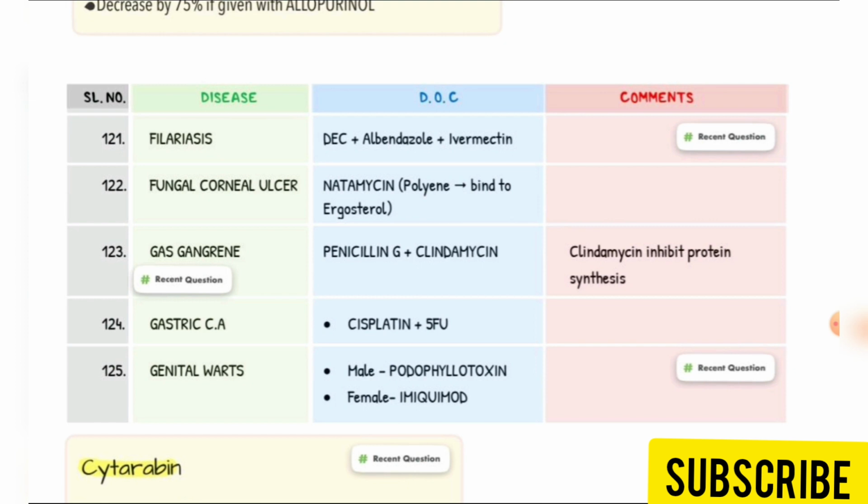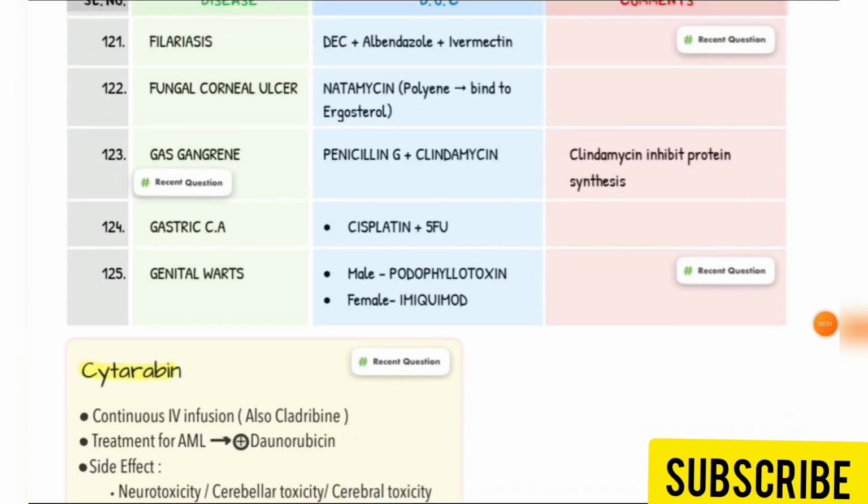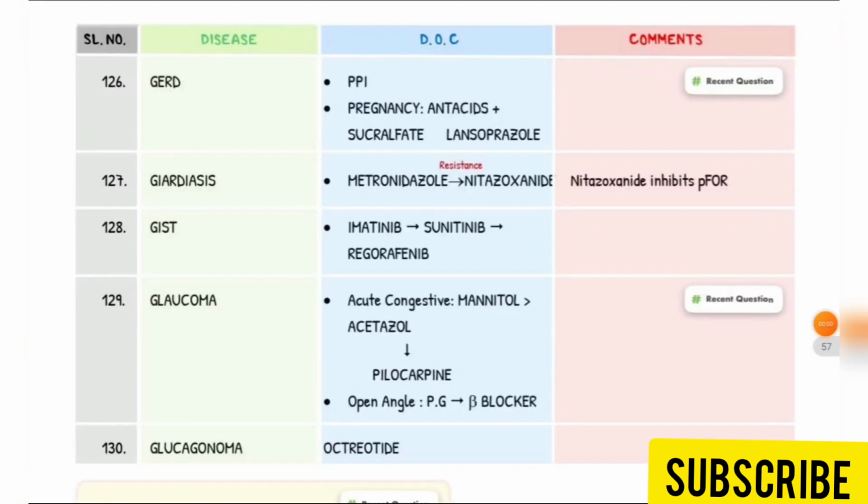Genital warts, drug of choice: for male podophyllotoxin and female imiquimod. Next drug is cytarabine. It is continuous IV infusion, also cladribine. Treatment for AML, daunorubicin. Side effects: neurotoxicity, cerebellar and cerebral, both toxicity. Next disease, drug of choice: PPI; in pregnancy, antacids plus sucralfate and lansoprazole. Next disease is giardiasis, drug of choice: metronidazole and nitazoxanide.